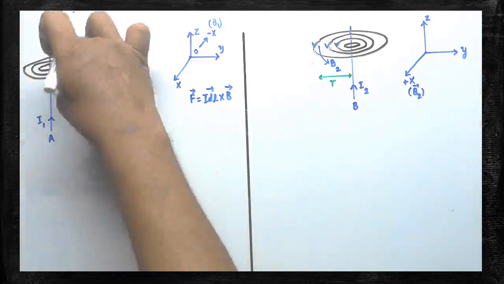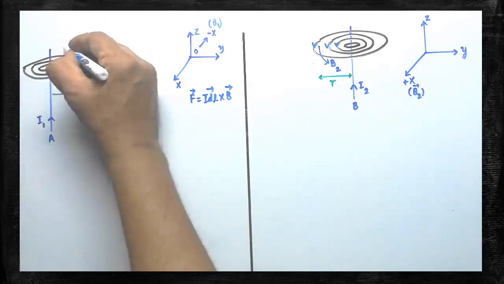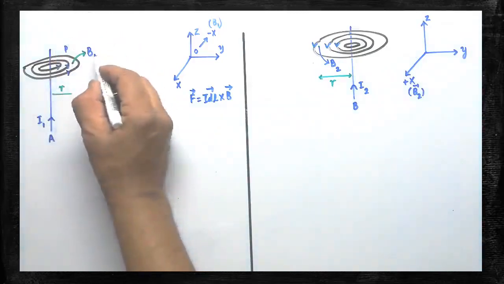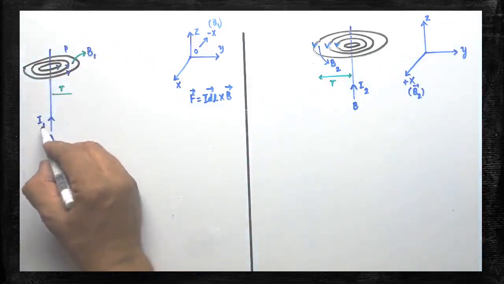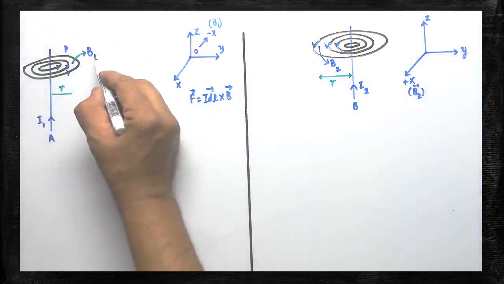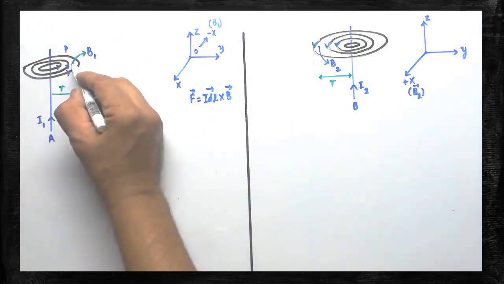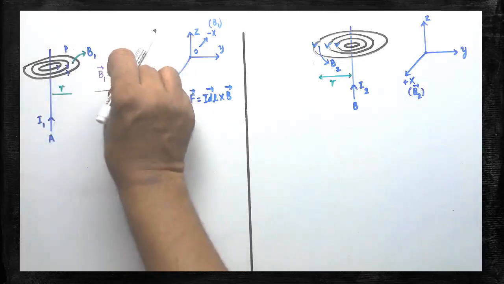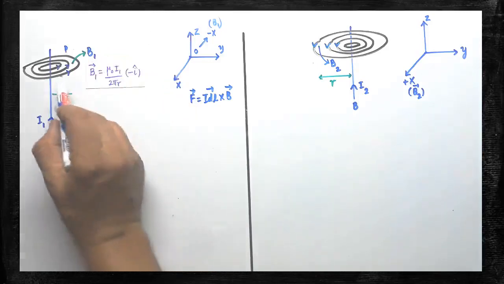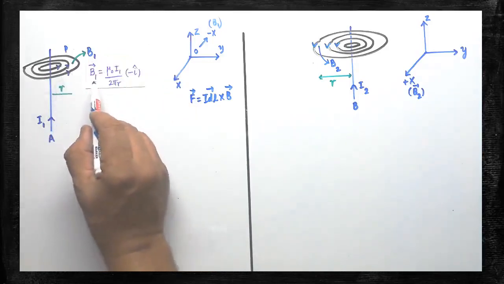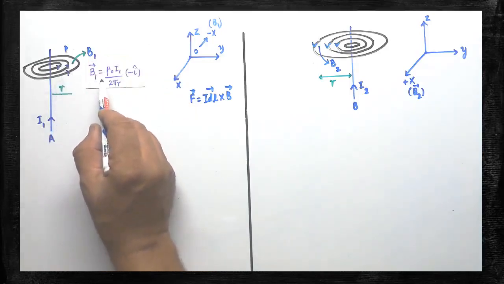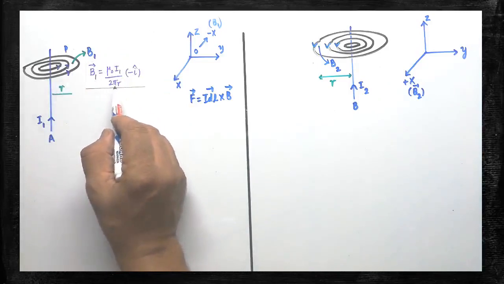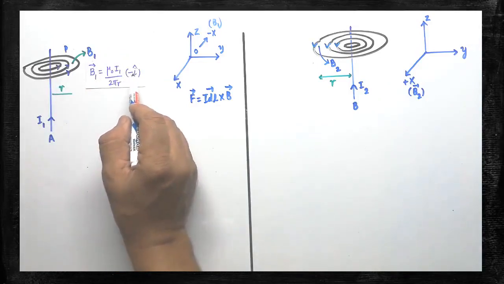At point P the magnetic field strength is B1. Since the current is I1, it can be taken as B1. The strength of the magnetic field can be calculated by using this formula. Are you clear? So this is the strength of the magnetic field at point P. What is the formula? B1 vector is equal to mu naught I1 divided by 2 pi r into minus i cap.